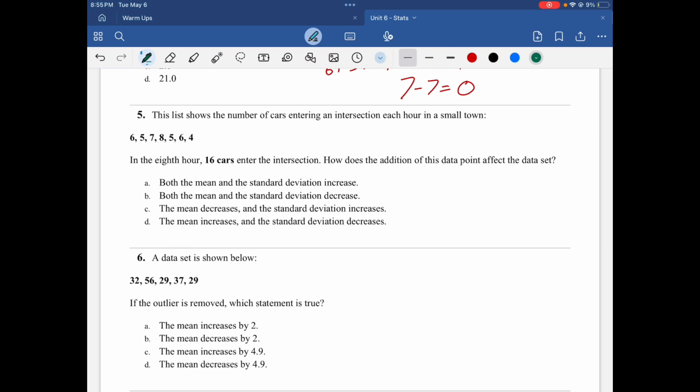So let's go ahead and look at our answers just so we know what we're looking for. It says both the mean and the standard deviation increase. Both the mean and standard deviation decrease. The mean decreases, the standard deviation increases. The mean increases and the standard deviation decreases. So we know we are going to look for what the mean is and what the standard deviation is.